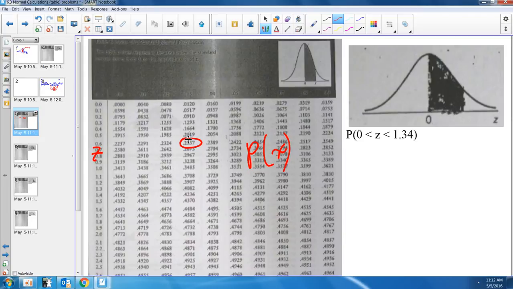So when I do this, I'm looking at the problem. What is the probability that your z is going to be between 0 and 1.34? That means go to 1.34 and look up the probability, because it's going to tell me what it is between 0 and 1.34. So I go 1.34, which is going to be right here. And so this is just going to be 0.4099. And that's all you're doing. That is the probability. You don't have to do anything else on this one, because it's going from 0 to the number.